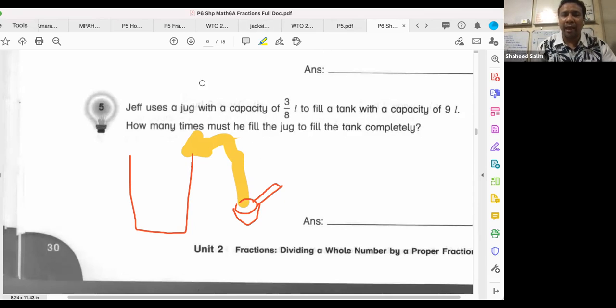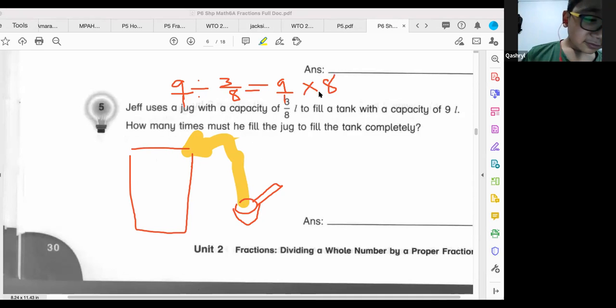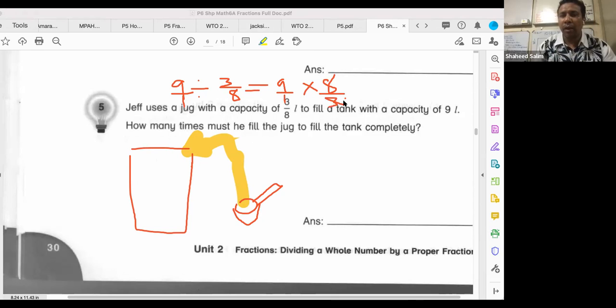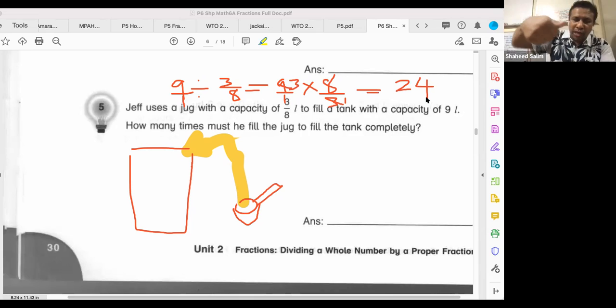What do you do? You just take 9 divided by 3/8. See, why is it like that? Because we are going to divide it by 3/8. So 9/1 times 8/3, the answer is 24. Okay, yes. Well done. So that means you need 24 scoops, 24 jugs you pour, one by one, until 24 times that it's filled to the brim.